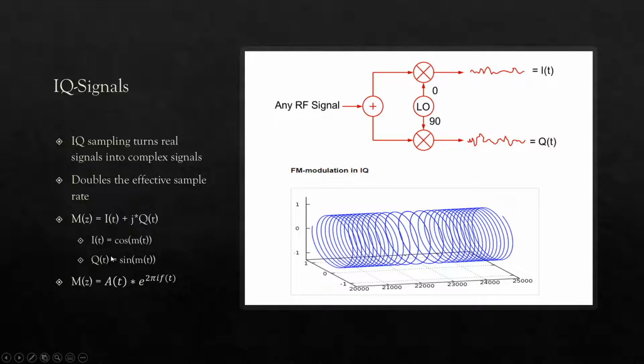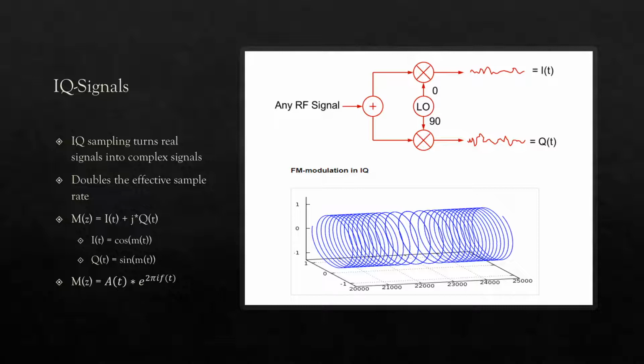Effectively, if we look at the bottom left, this doubles our sample rate, so we're sampling one signal twice as fast because we have two samples on it that are out of phase, and they make a perfect complex number because the I is just the cosine of the given signal. In this case, I call it M of t, and the Q is the sine.